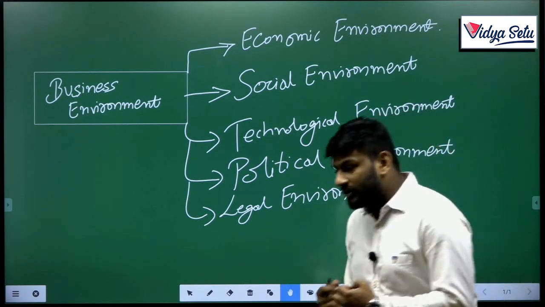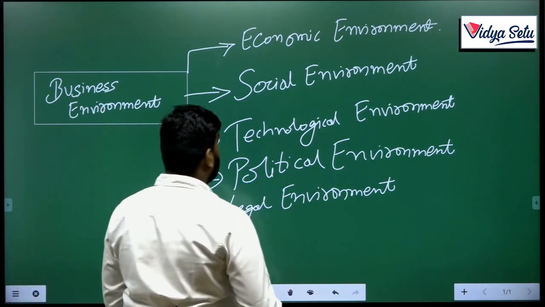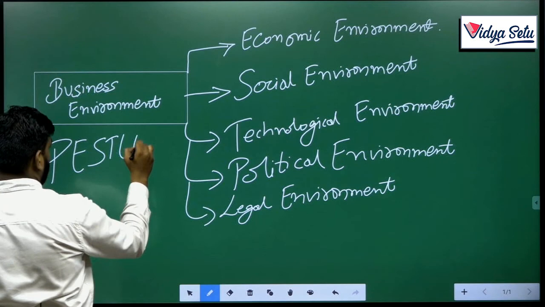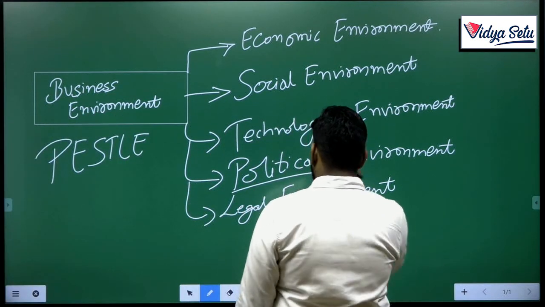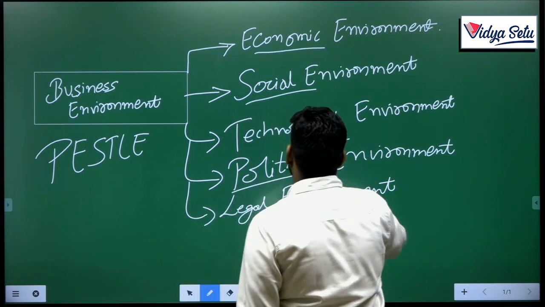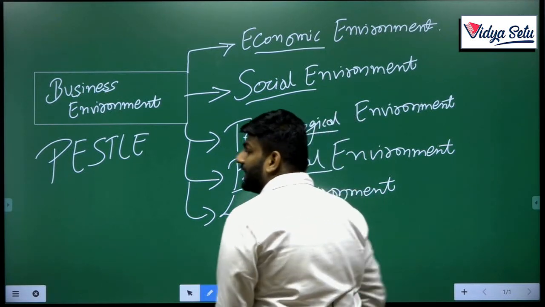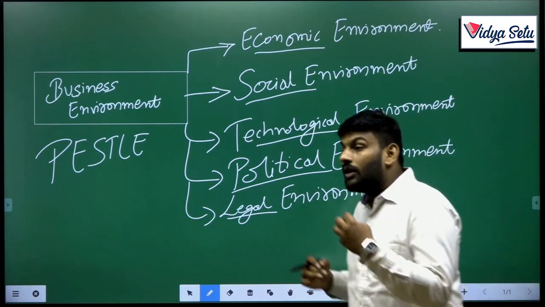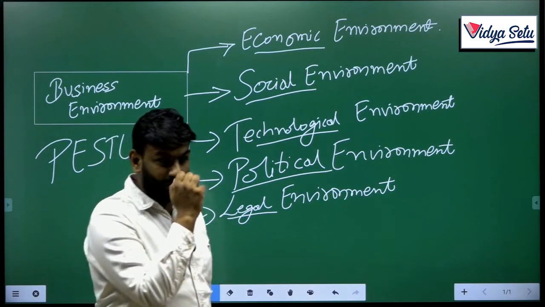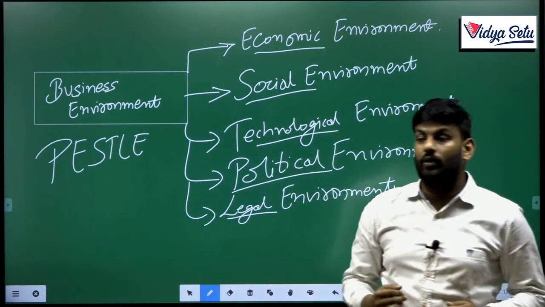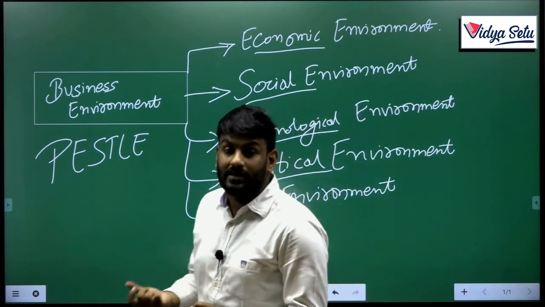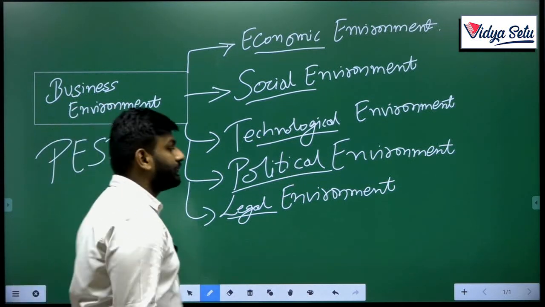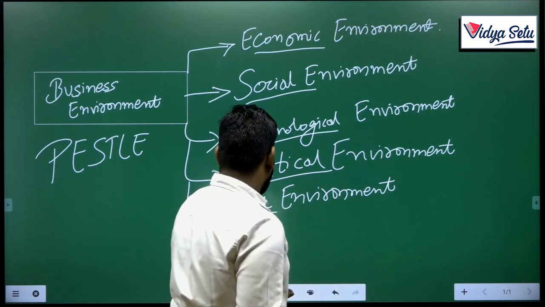These environments are generally named, in short form, as PESTLE analysis also. P belongs to political environment, E belongs to economic, S belongs to social, T belongs to technological, and L belongs to legal environment. We need to discuss what each one means, and how they impact our organization. We will discuss the theory later, but before that let us understand what they are going to tell us. So let's begin with our very first environment, that is economic environment.